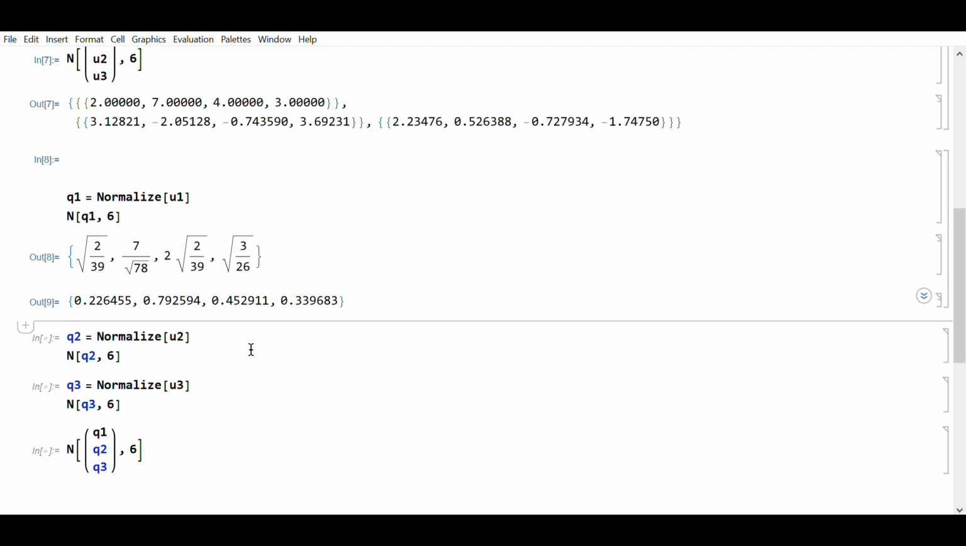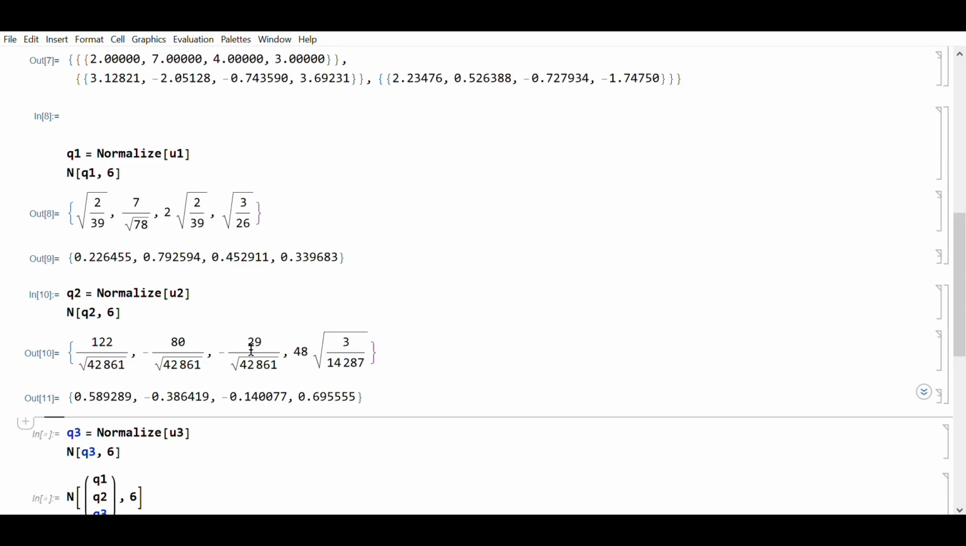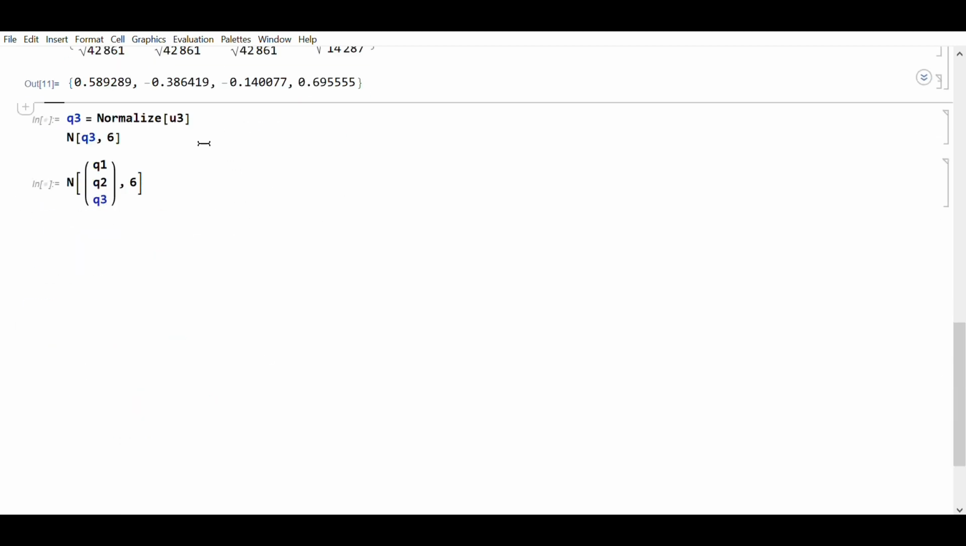While Q2 is 0.5892 at 9, negative 0.3 at 6419, negative 0.140077, 0.6955555. Okay. Then to find Q3, we're going to normalize U3.